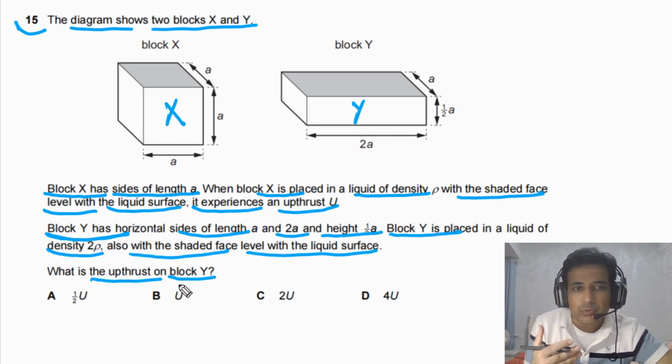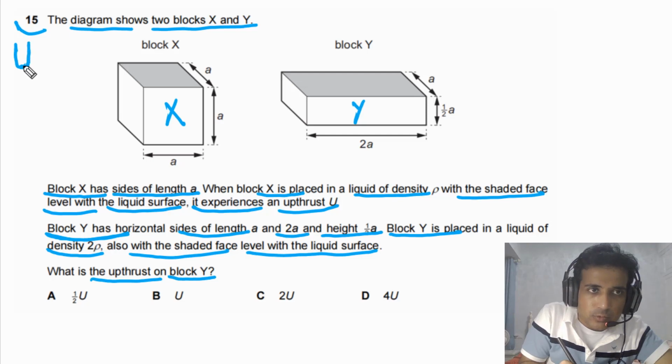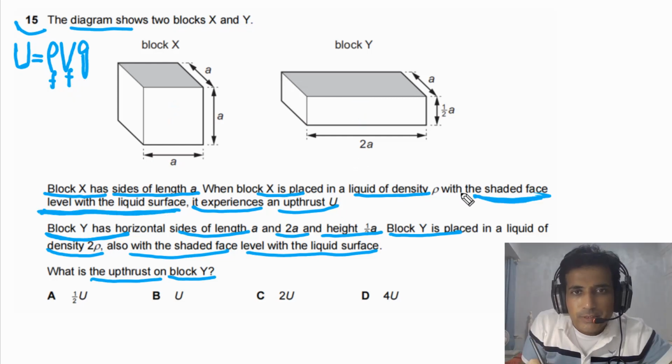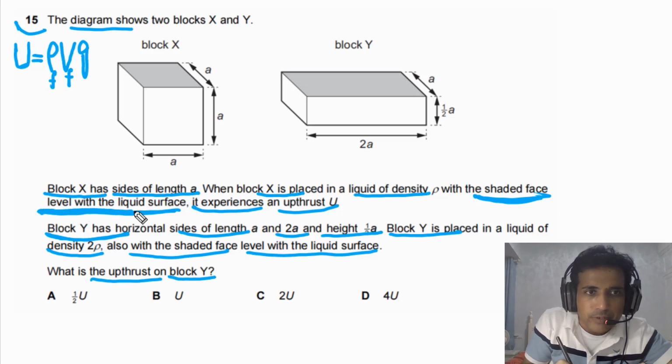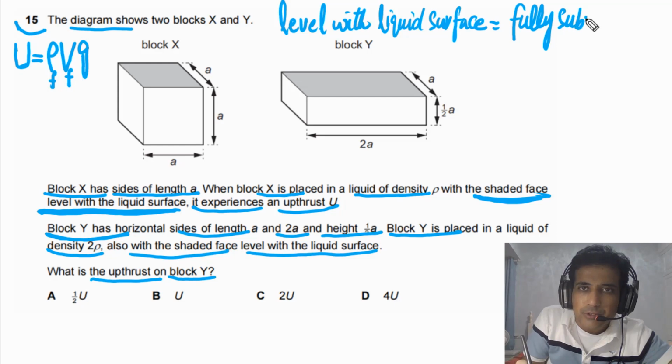Very nice question. Let's try to do this one step by step so you can have a clear understanding. If you look at block X, it is given to us that upthrust is equal to U, and upthrust is equal to density of the fluid times volume of fluid displaced times g. So this is the density of fluid, and this is the volume of fluid displaced. It is given that the shaded face is level with the liquid surface. Let's try to understand the meaning of that. Level with liquid surface simply means that the block is fully submerged in liquid. So this is what is meant by level with liquid surface.